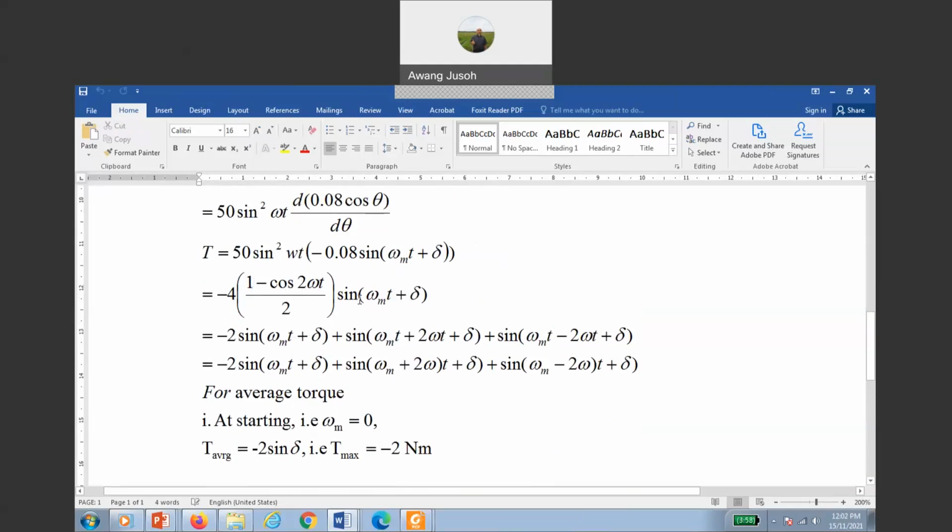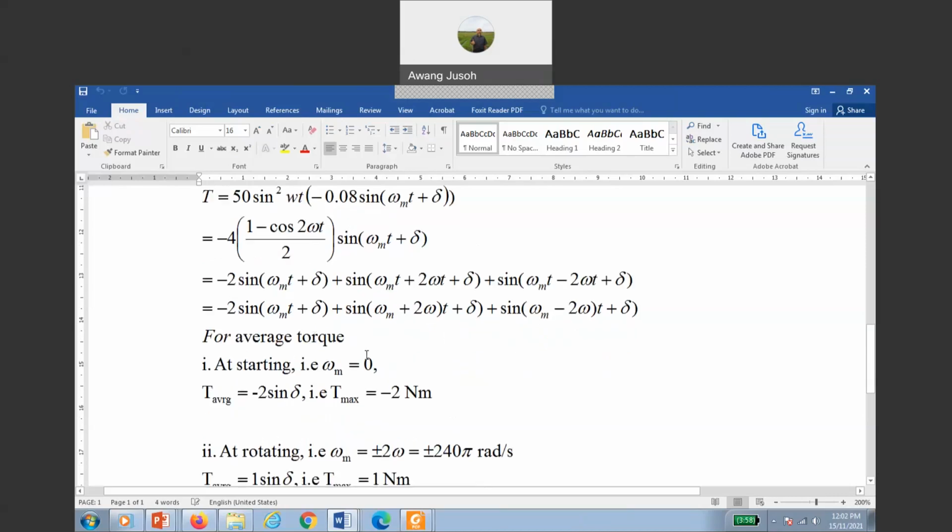sine, which can be expanded to sine multiplied by sine plus sine. So cosine 2 omega t multiplied by sine (2 omega m t plus delta) can be expanded to this part and this part. We know that before: cosine multiplied by sine, you get sine and sine. Then we can have this one.